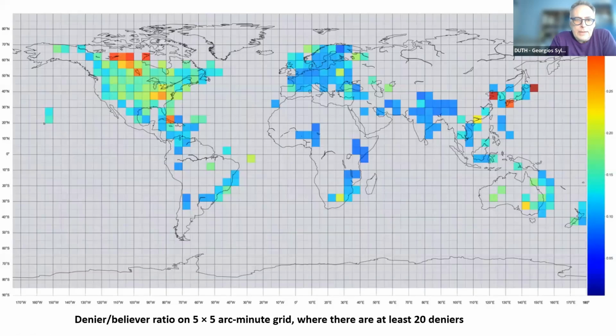This is the deniers to believers ratio with 5 degrees squares over the globe, and you can see with the red colors the high values of deniers to believers ratio, while with the blue colors the low ratios. And we, of course, need at least 20 deniers in order to have a result in this 5 by 5 degrees grid.